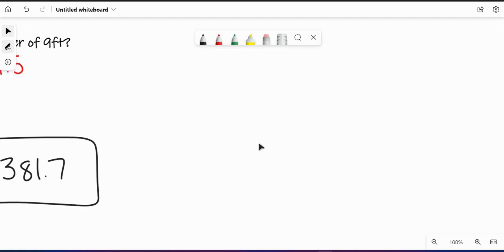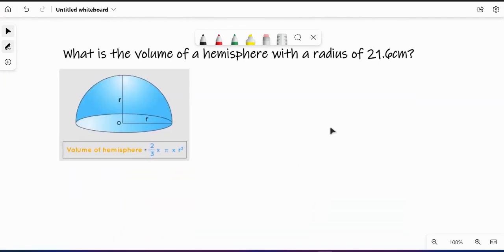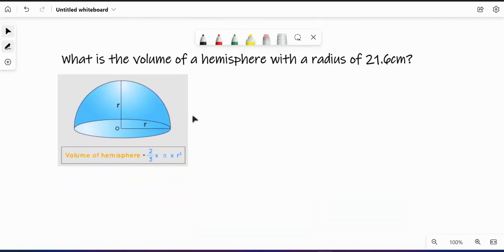And let's do a hemisphere. So a hemisphere, there's actually two ways to do. You could find the volume of a sphere and then take half of it at the end, since hemi means half, right? Hemisphere is half of a sphere. So you could use the sphere formula and then divide it by 2 at the end. Or instead of 4/3, you could do 2/3. So your equation would be 2/3 pi r cubed.